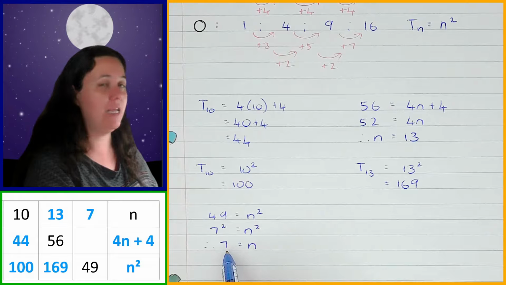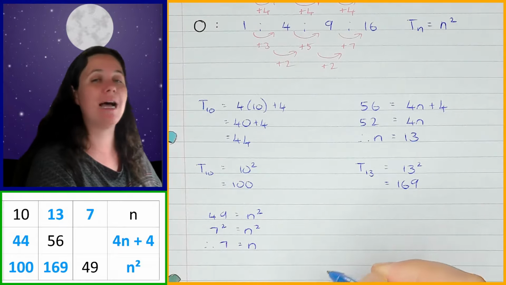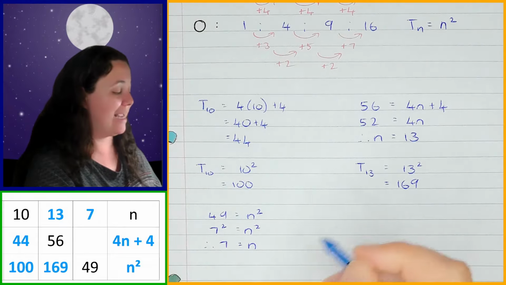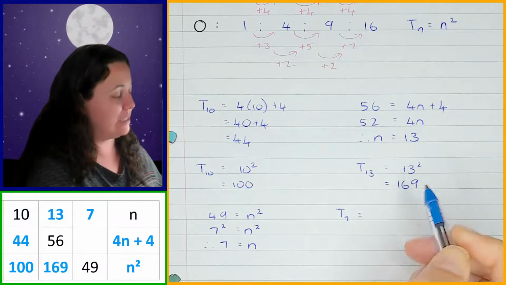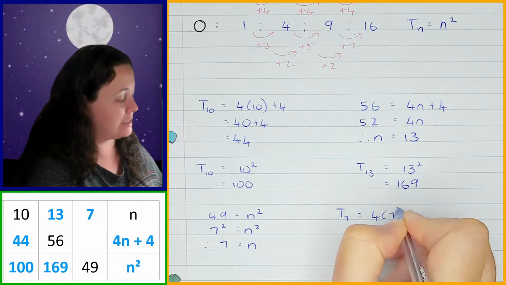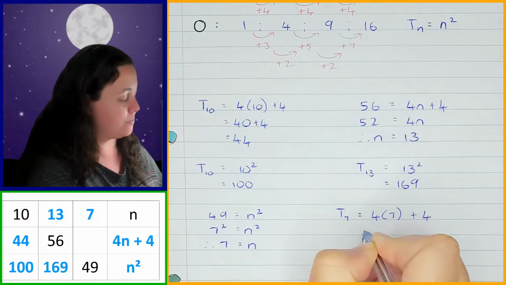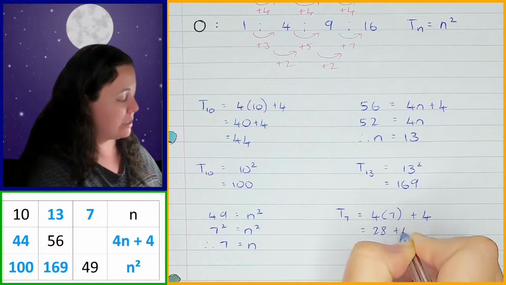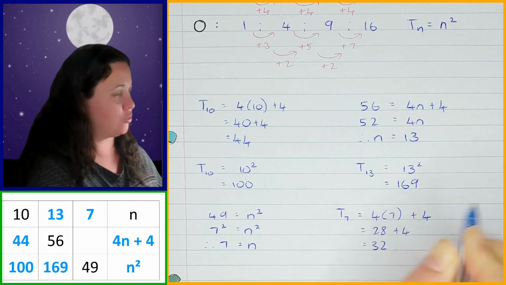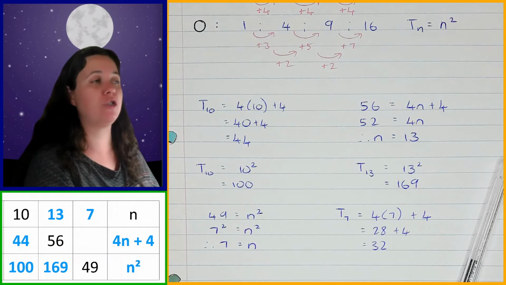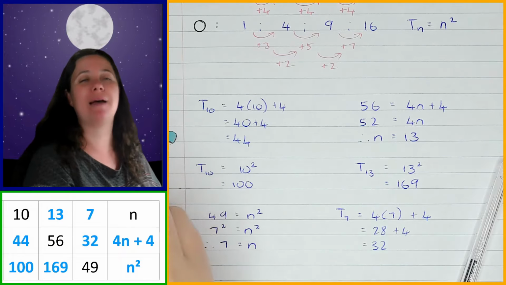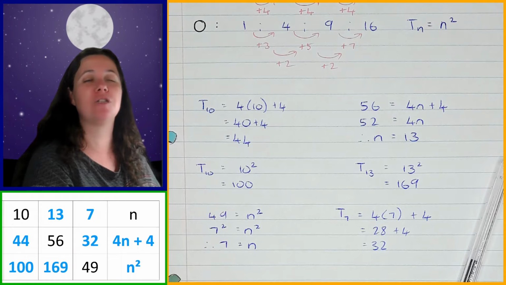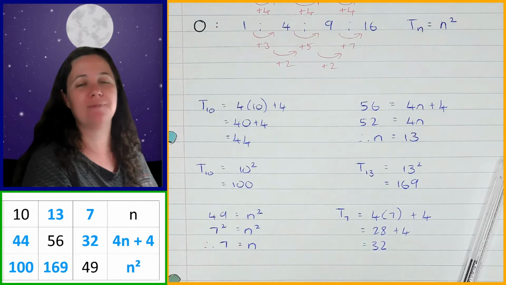So n is 7, and now I can use that to work out how many purple dots there will be in that same structure. So T7 is equal to 4 times 7 plus 4, which is 28, plus 4, which is 32. So there will be 32 purple dots in that 7th structure. And that is how we work with patterns that have constant ratios, constant differences, and also other kinds of patterns like quadratic and cubic patterns.